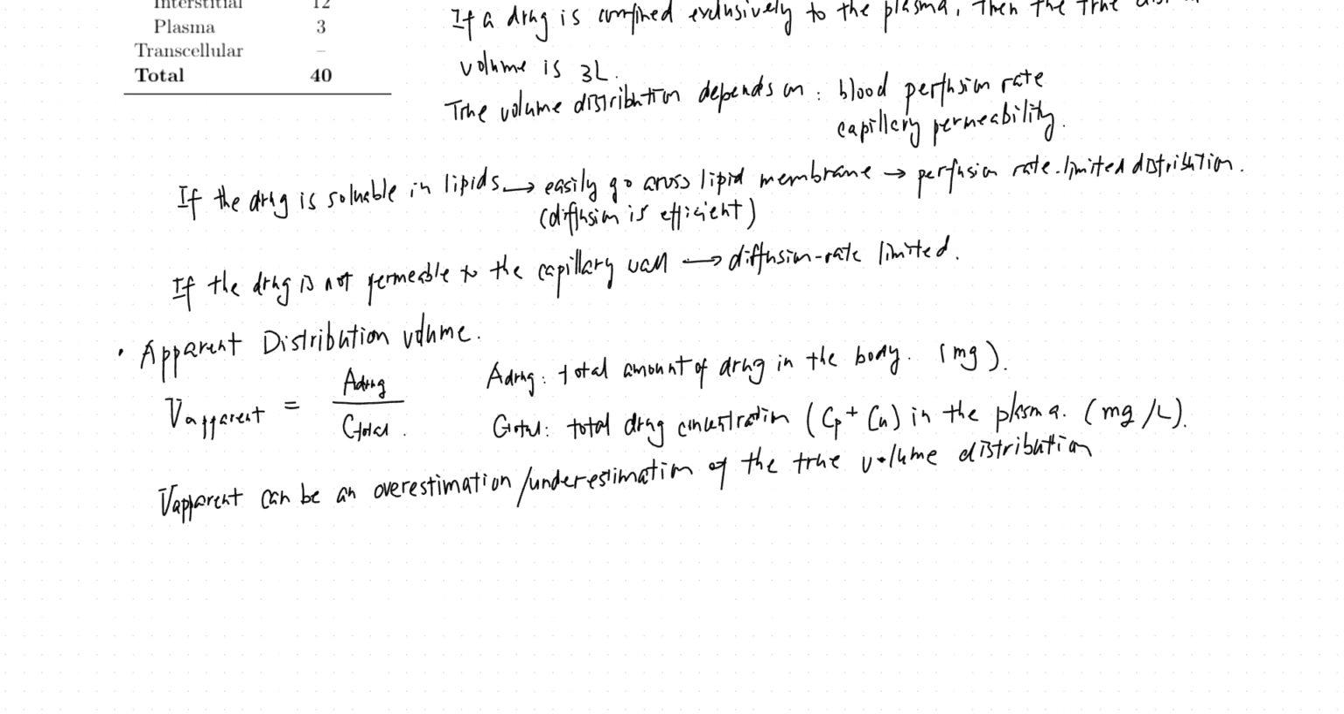And there are people who try to figure out better ways to estimate the apparent volume instead of just using the total drug in the body divided by C total. We may talk about this later. And now let's look at an exercise.